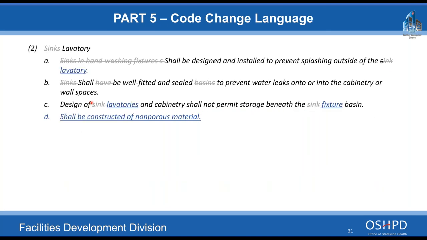Also, for what it's worth, temperature controls. We've had a lot of fixtures proposed with fingertip temperature controls at the base. And once again, like I said earlier, that involves something other than a wrist blade. The dirtiest parts of our hands are our fingertips, so we're trying to avoid that. Okay, the next section here: shall be designed and installed to prevent splashing outside of the lavatory. We're just trying to stick with the same language there. Shall be well fitted and sealed to prevent water leaks into the cabinetry or wall spaces. Design of laboratories and cabinetry should not permit storage beneath the fixture basin. I see that violated quite a bit, actually, even in existing facilities out there. So, shall be constructed of non-porous material. Okay, next slide, please.